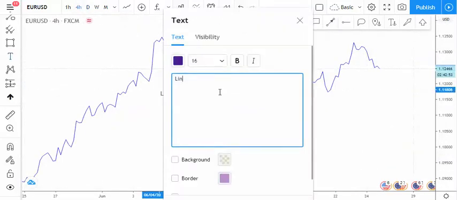So let's make some notes here. Line chart only shows the close. Now you can change it to the open, you could change it to the high, you could change it to the low, but the norm is to plot the close.